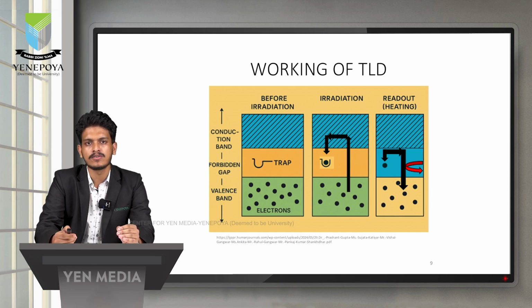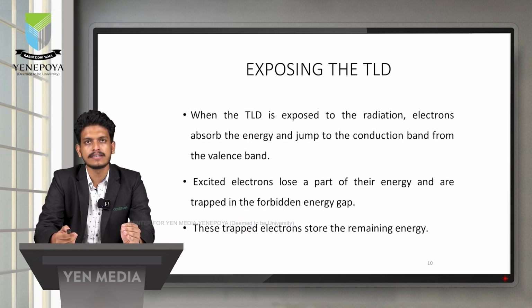This light is detected by using the photomultiplier tube which is present in a TLD reader, and then we will get the digitalized signals. So this is the basic working of the TLD. This is what I explained: exposing the TLD to radiation, where the energy is stored by the electrons, and these electrons try to jump from the valence band to the conduction band, where they get trapped in the forbidden gap.